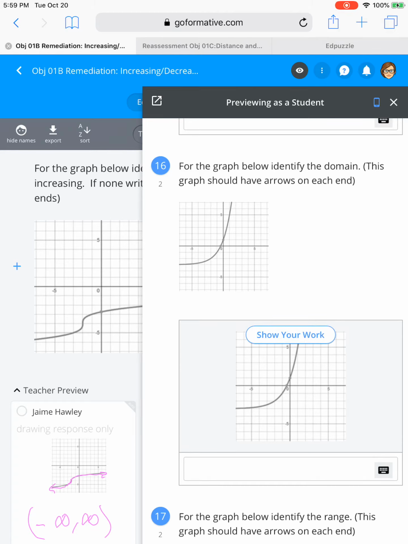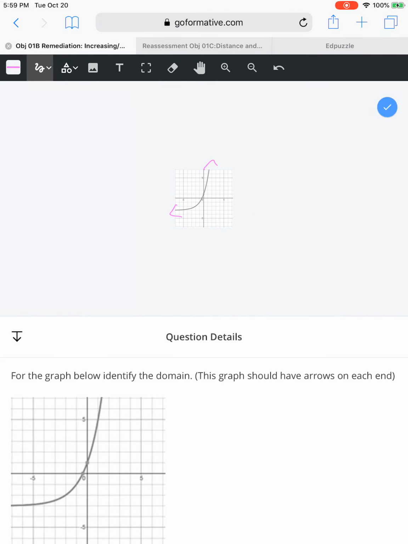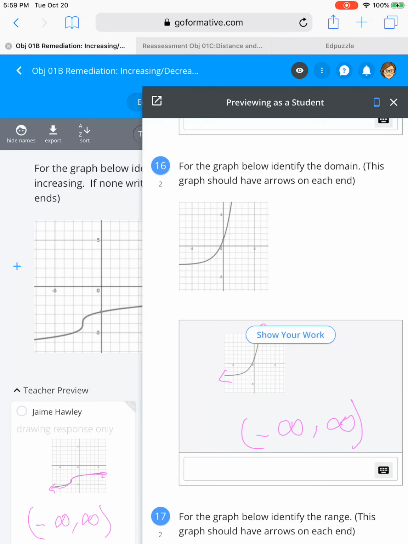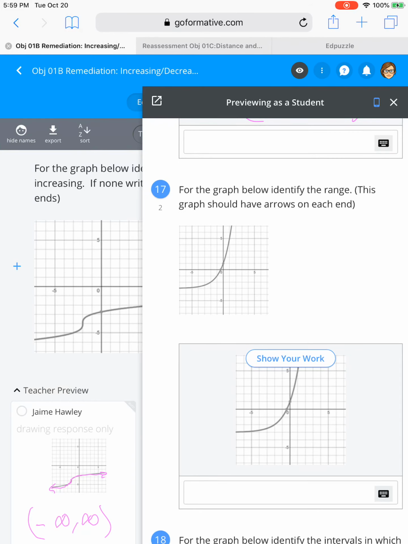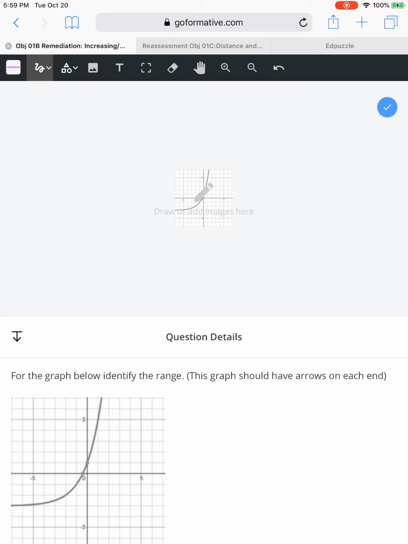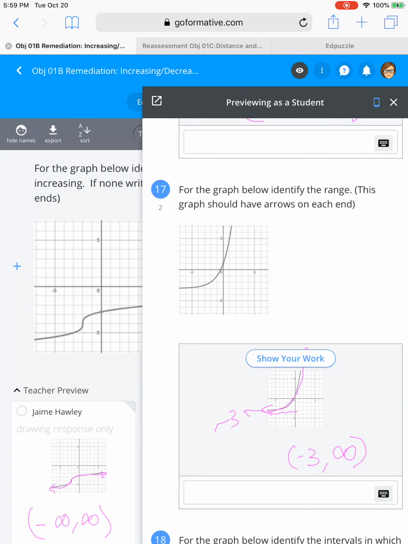Identify the domain. We're imagining that it has arrows on the end, and so my domain, well, it goes to the left infinitely, negative infinity, and then goes to positive infinity to the right. The range, my graph actually doesn't go down, it kind of stops at what looks like -3. So my graph stops at -3, but actually never touches, and then it just keeps going up. So it starts out at -3 and keeps going, but it actually never touches -3, which is why we have that open parentheses.